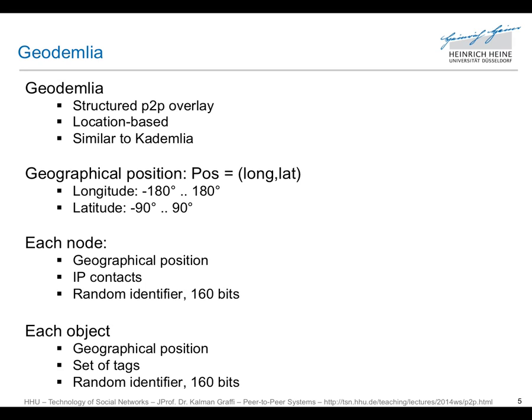And what is given? You have a map with geographical positions, so a longitudinal and latitudinal description, which is also used for GPS or whatever kind of maps you have. So you have these degrees, minutes and seconds as positions for the map. And every node has a geographical position composed of these 2 values, has some IP contact and some random identifier. Each object also has a geographical position, a set of tags, and a random identifier.